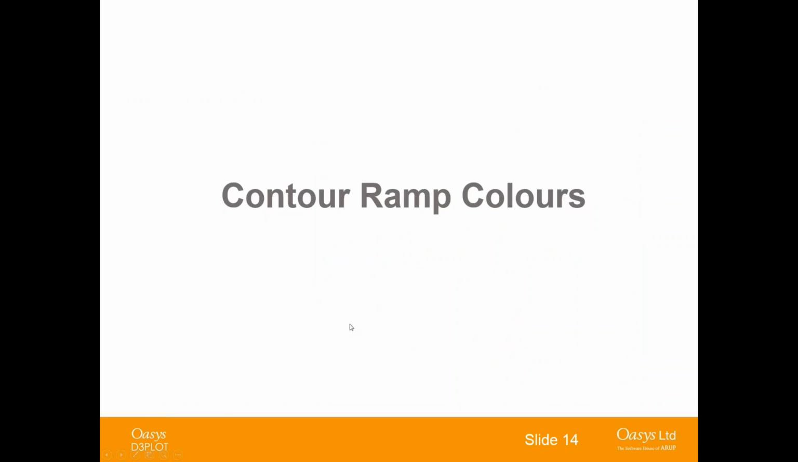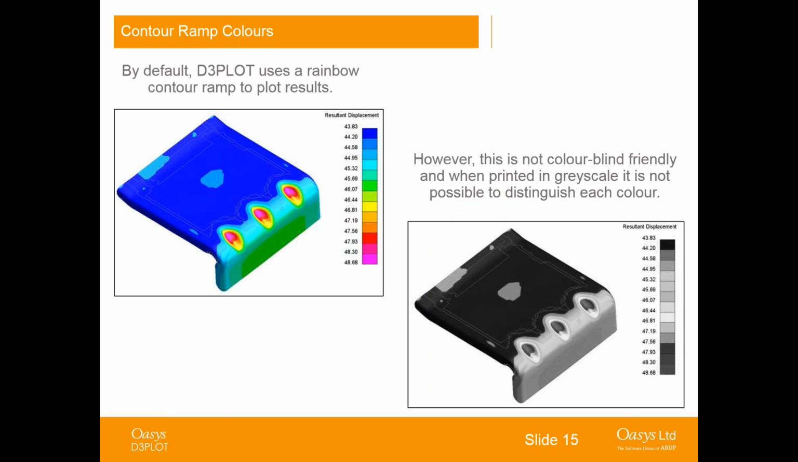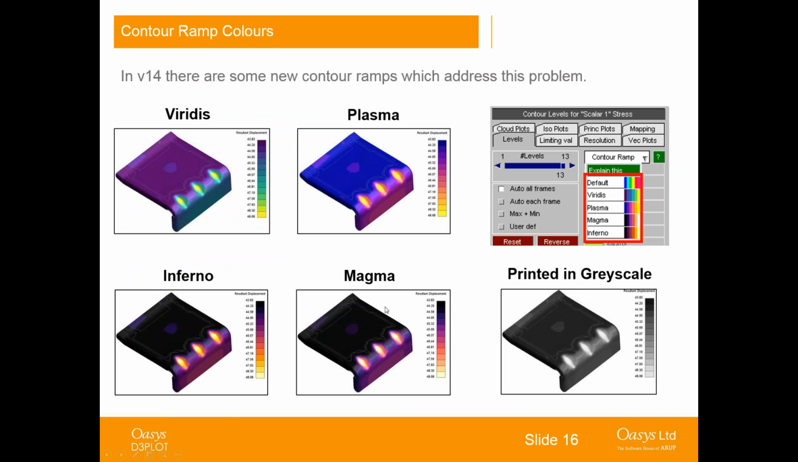Okay, the next major change is contour ramp colors. By default, D3plot uses a rainbow contour ramp, and we've had this for many years actually. But this particular ramp is not colorblind friendly and is not particularly useful if you print in grayscale. I don't know anyone who prints in grayscale anymore, but these enhancements will allow you to do so, and hopefully you will be able to distinguish the contours properly if you print in grayscale.